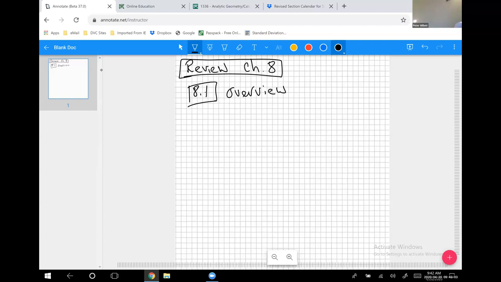Get the brain back into chapters 8 and 9. The sequence is an ordered list of numbers, basically.